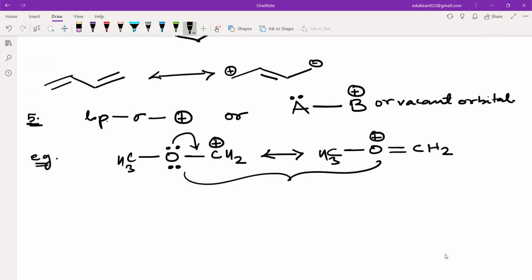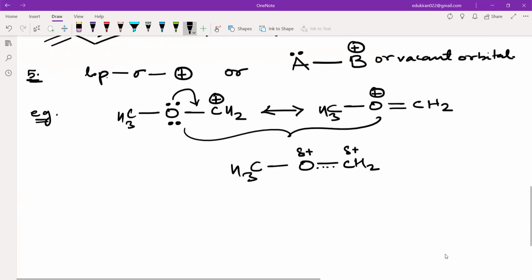Then I can write the resonance hybrid like this: CH3, single bond O, partial double bond, partial double bond, CH2, delta. What will be here? Delta positive, and here also delta positive. Okay, both of these are delta positive.